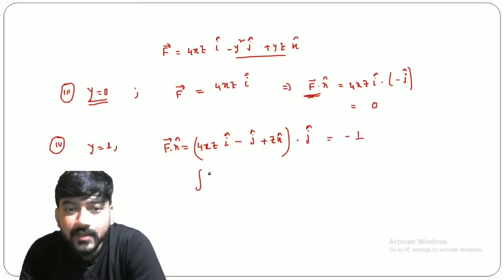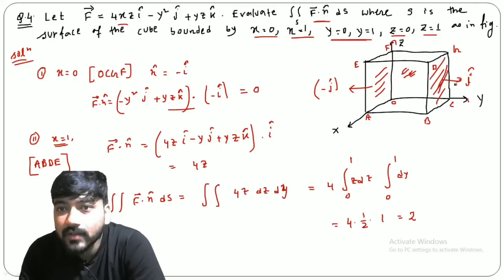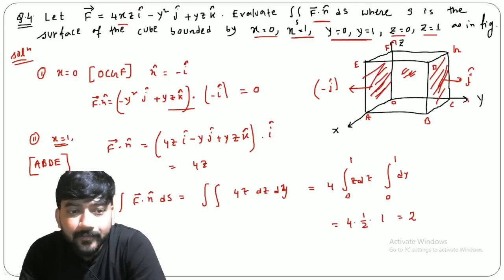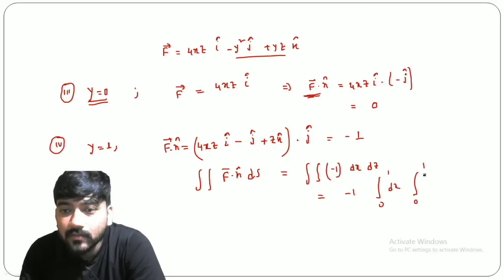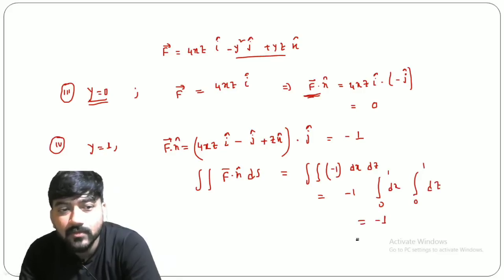So what will be the surface integration now? F dot n cap ds will be just minus 1, and what is ds? Let me find out ds. For y is equal to 1, the ds will be on this xz plane, so it will be just dx dz. Again x will vary from 0 to 1, and z will vary from 0 to 1, so it will be just 1 into 1 into minus 1, it will be minus 1.